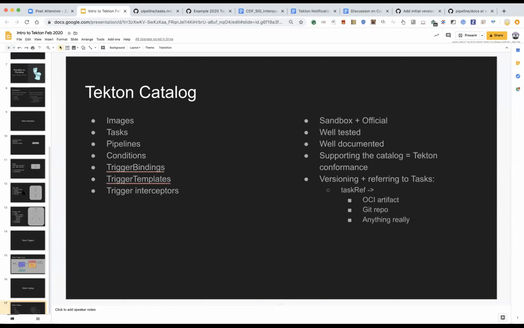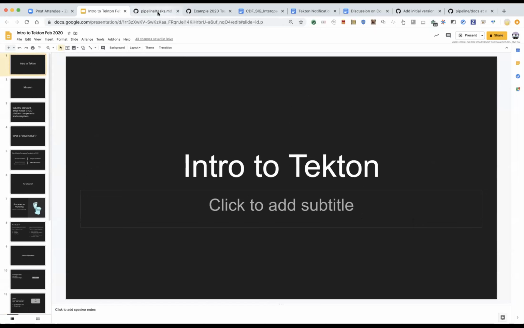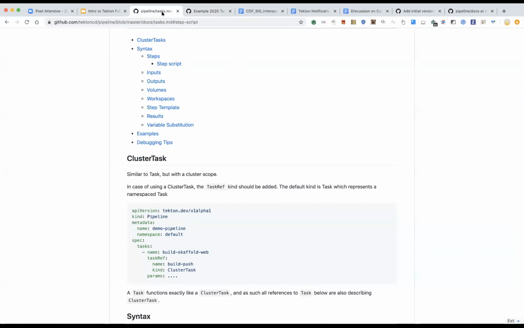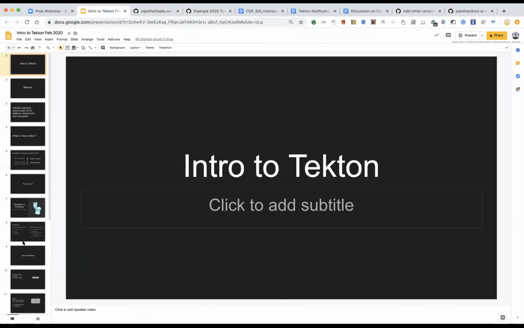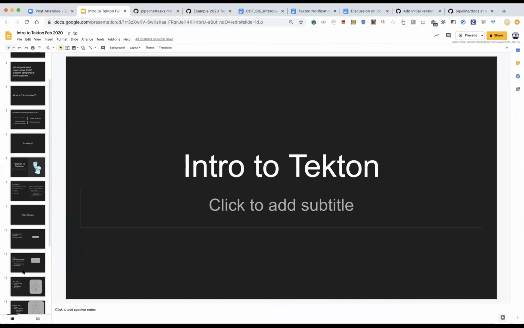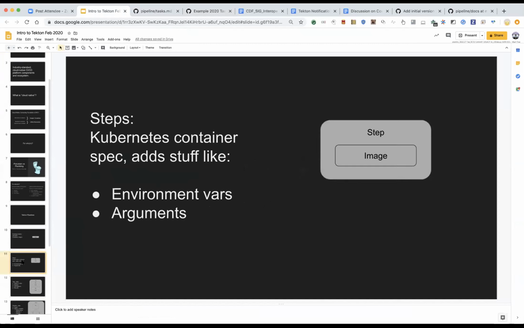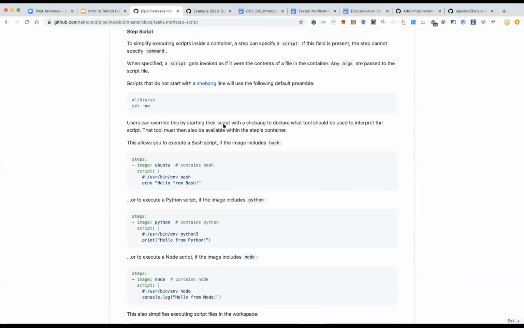Cool. Well, if you do have any more questions at any point, I should have mentioned, there's two other things I was going to show you in this context. One was, I mentioned steps. I mentioned that they're a Kubernetes container spec. There's actually one exception to that, which is that we added something called script mode that lets you basically define scripts as first class things. So you can have a step that just runs a bash script.